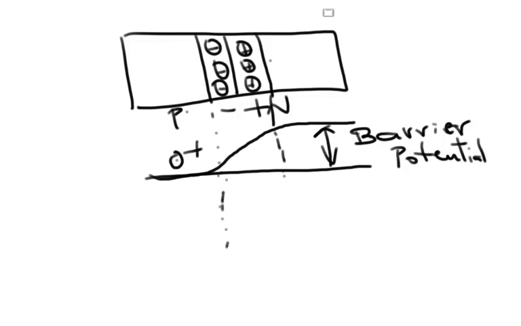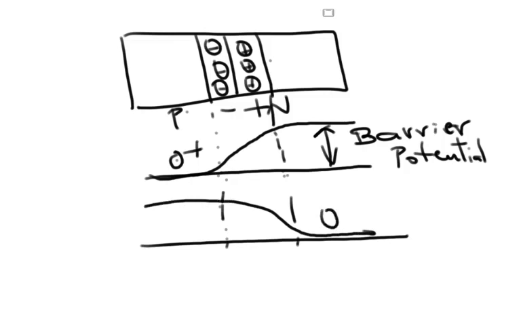Now for an electron, it looks like this. Thus clearly holes and electrons have to go up the hill to cross the opposite region. It has to climb this hill, holes, while electrons have to climb this hill to cross to the other region.